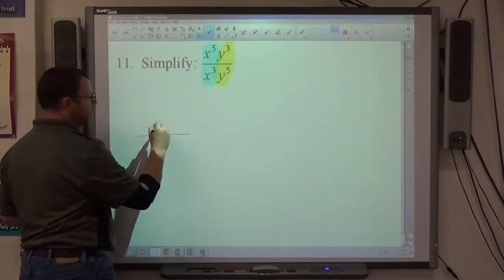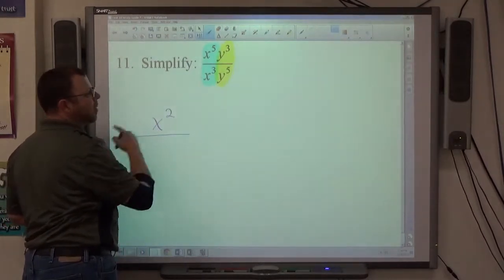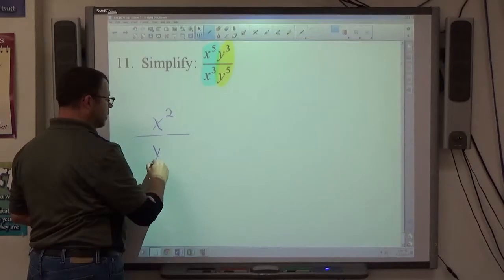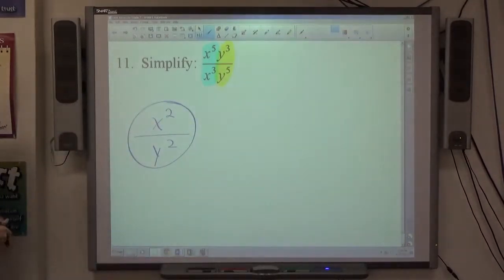X belongs on top because 5 is bigger than 3. We subtract, we get 2. Y is bigger on the bottom, so y belongs on the bottom. 5 minus 3 is 2. Where does it belong?